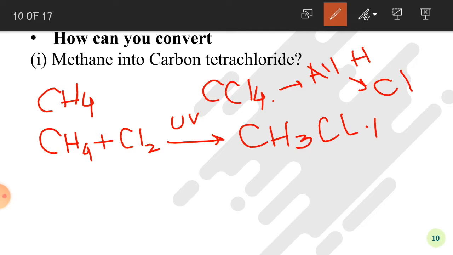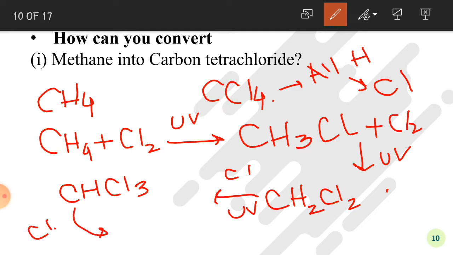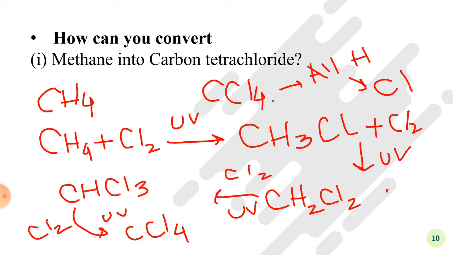This chloromethane then further reacts with chlorine in the presence of sunlight to form dichloromethane. This dichloromethane again reacts with chlorine in the presence of UV light to form trichloromethane, which is called chloroform, and it again reacts with chlorine in the UV light to form carbon tetrachloride. So this is how methane is converted into carbon tetrachloride.